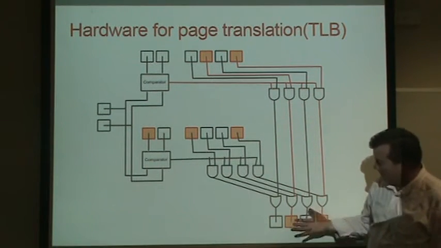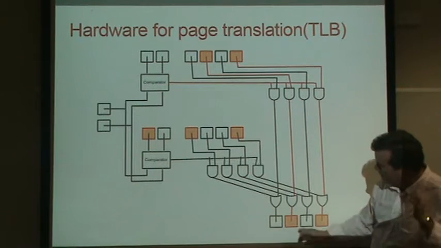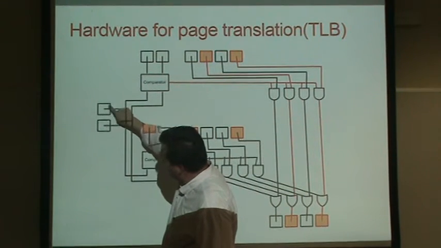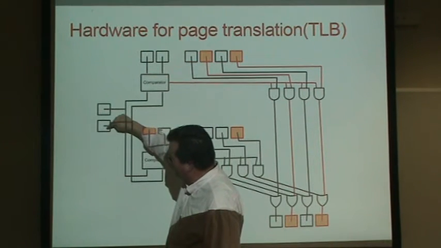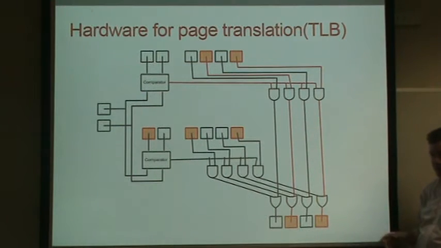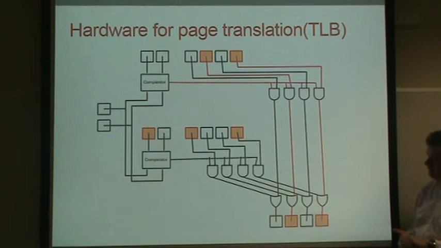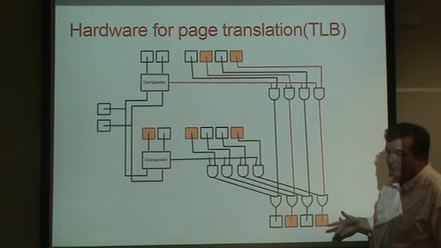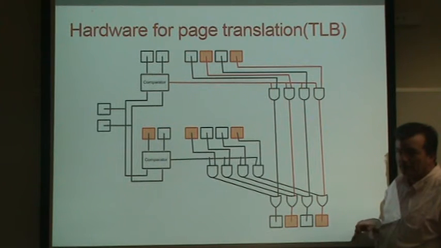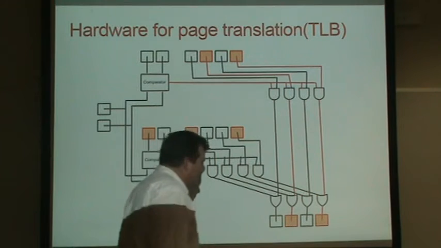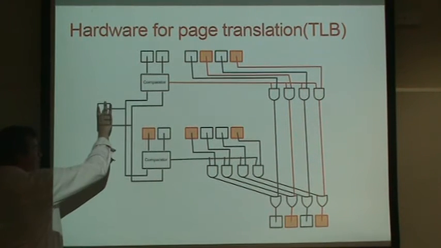So then, just looking at this picture, what would it mean if we put a virtual page number here, and this came out all zeros? What would you conclude could have happened? If this came out all zeros, maybe one of two things could have happened.